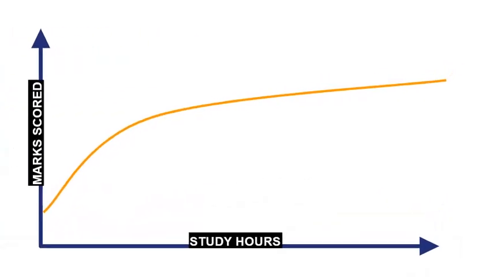Now, when you graphically represent this relationship between these two variables in a graph, you will get a plot something like this, where the study hours is on the x-axis and the marks scored is on the y-axis. If you increase the study hours, the marks also can increase. When you plot it in a graph, you would get an image like this.